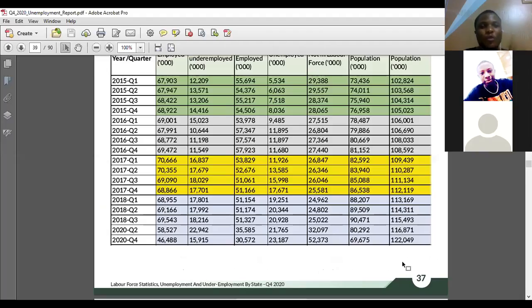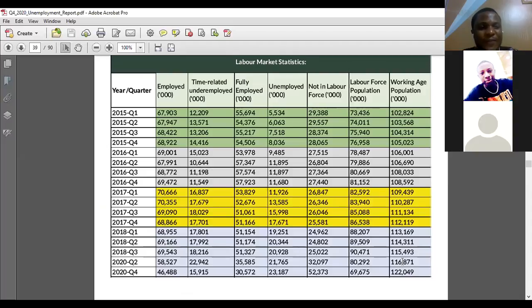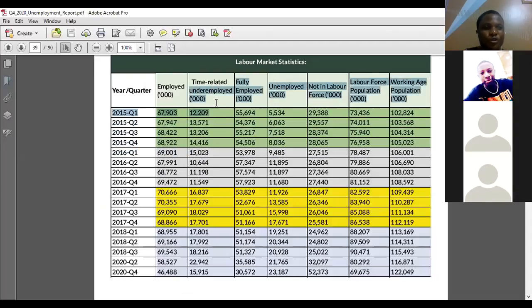Okay? So look at how the population has been divided from 2015 to 2020. You can now see those that are employed. You see those that are underemployed. Sorry. You see those that are fully employed. You see those that are unemployed. You see those that are not in labor force. You see the total labor force. You see the what? Working age.